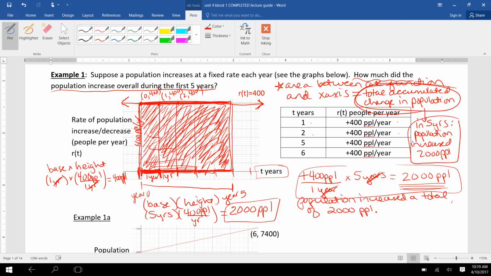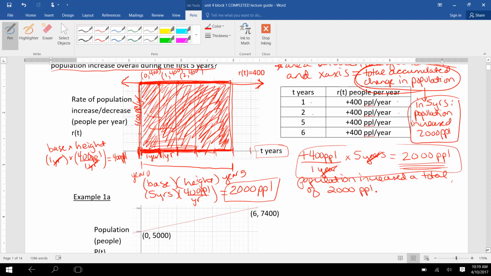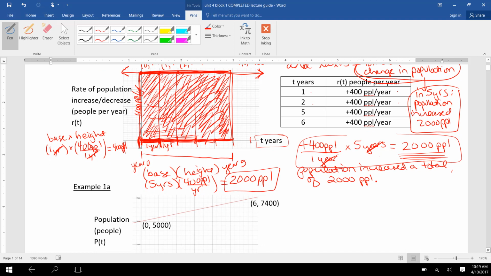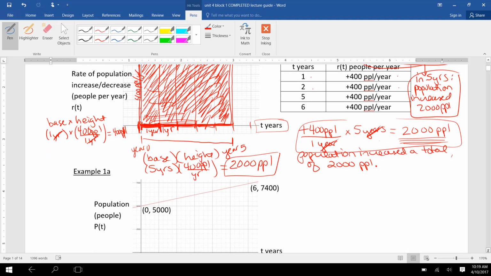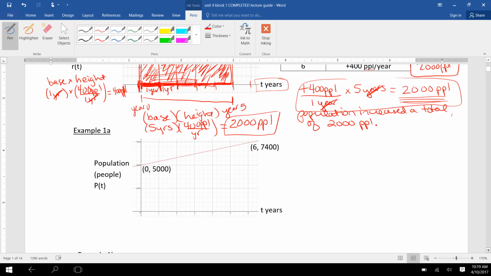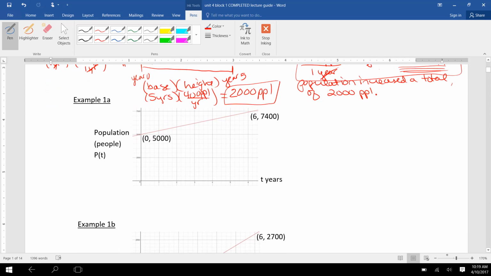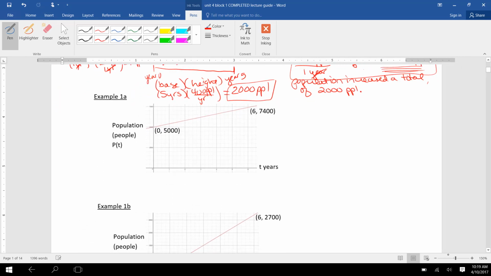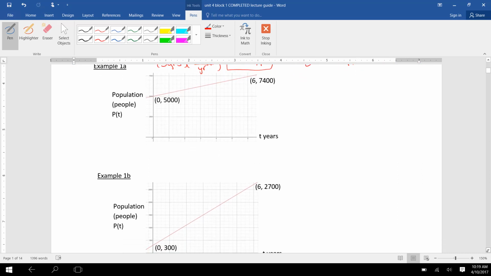It's positive. It's saying that the population increased by 2,000 people total during that time span. Okay, so we are finding this in a few different ways to think about it. But given a rate function, we are using the area between the rate function and the x-axis to think about total accumulated change in the population function. So down here in example 1a and example 1b, we've been given two different examples of what that original population function maybe looked like.